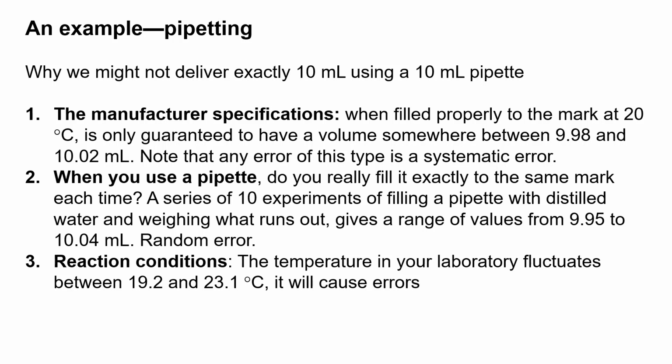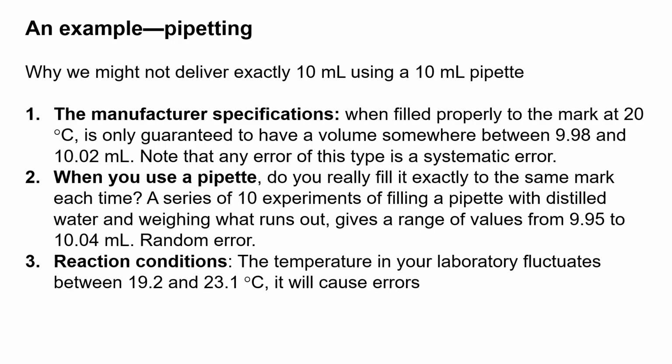Alright, so here I'll present one example. Pipetting is a very common experiment, and most of us use glass pipettes for measuring different materials. If I have a 10 ml pipette, the manufacturer normally specifies that at 20 degrees centigrade, it is only guaranteed that you are going to measure between 9.98 and 10.02 milliliters if I have filled that pipette properly up to that mark.